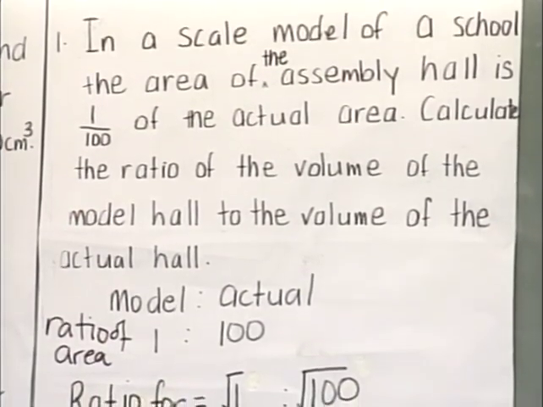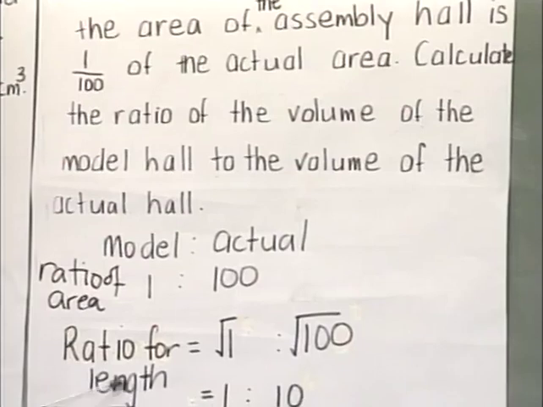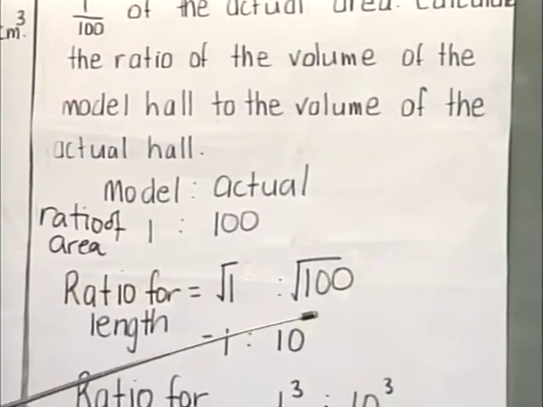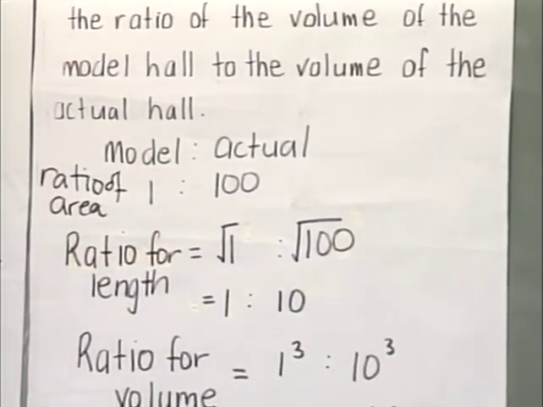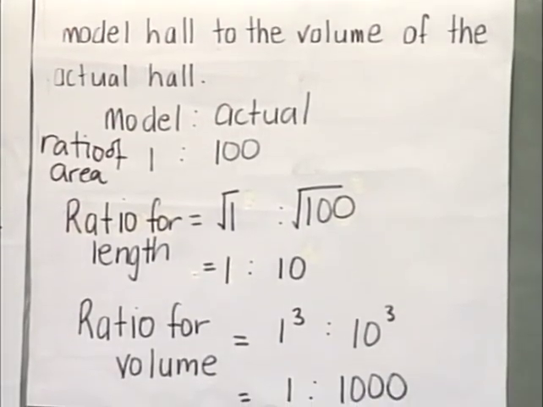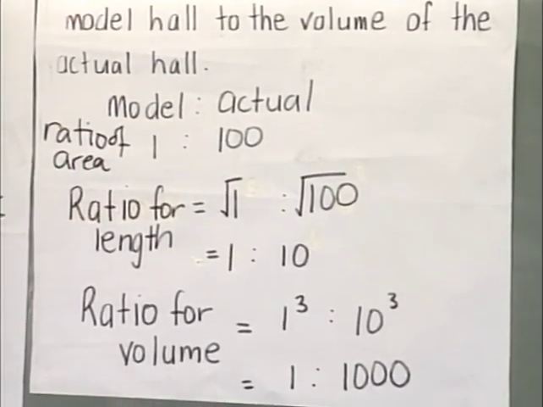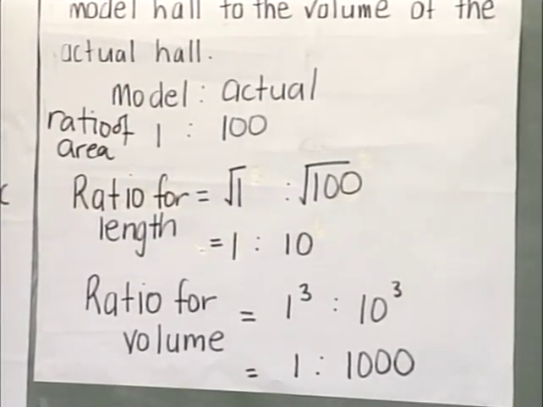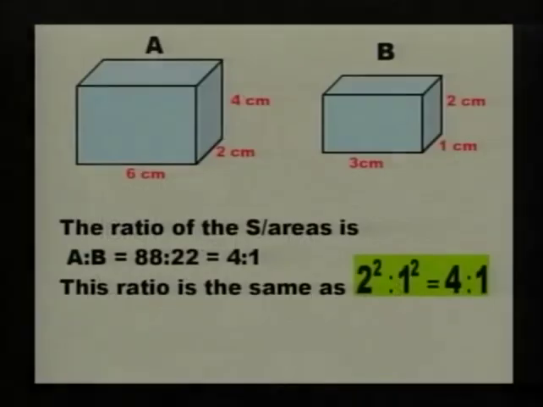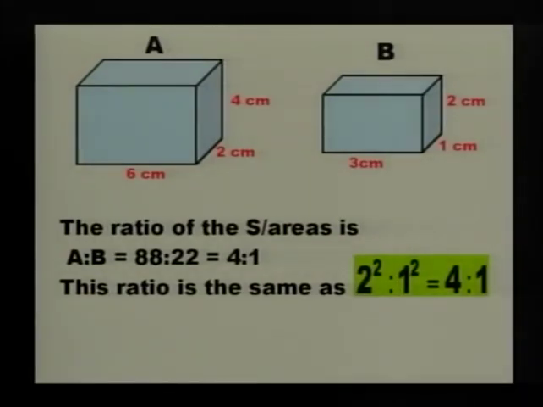Now, to get the ratio for the length, it will be the square root of 1 to the square root of 100. Just like, for instance, if you were given the ratio of the area, which is 4:1, to get the length, you will have to find the square root of 4 and the square root of 1 to give you the actual length ratio, because you cannot use the ratio for area to find the length and vice versa. You cannot use the length ratio to find the area. You have to find the area ratio from the length ratio and then use it to find the area.